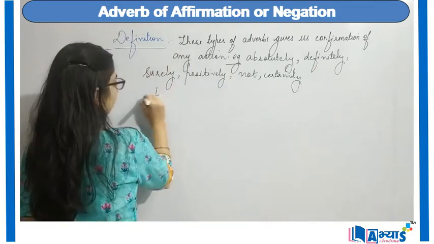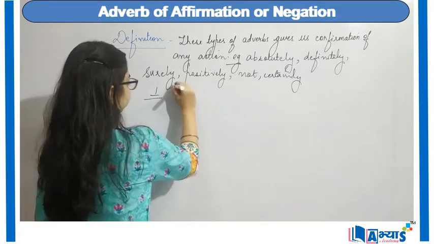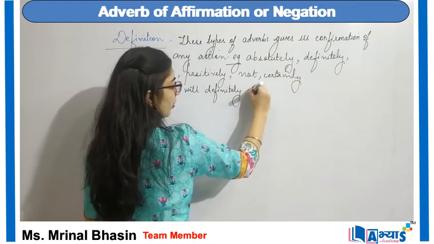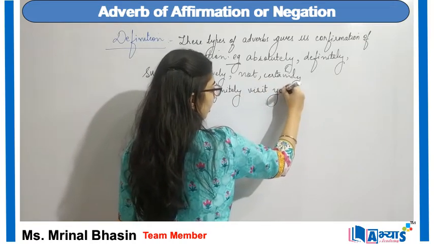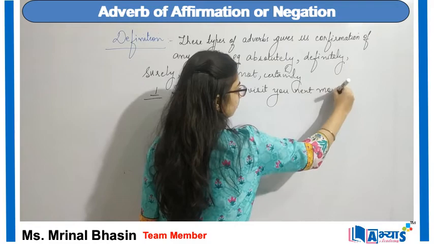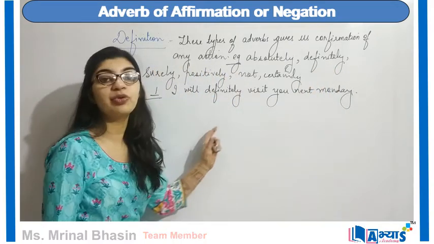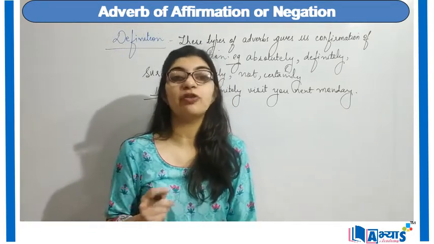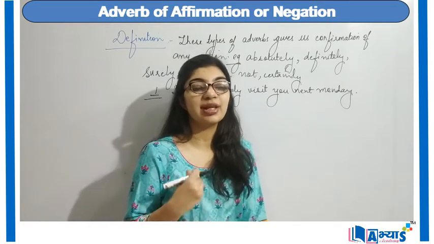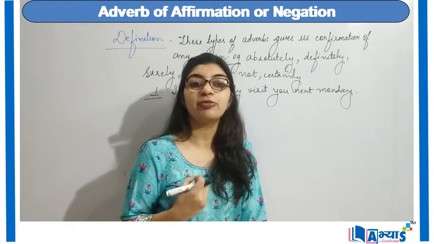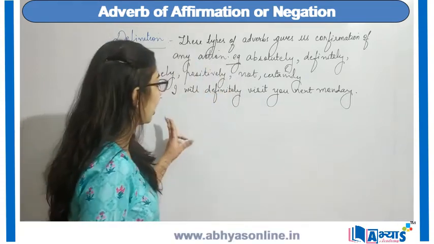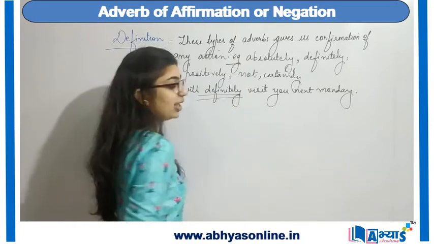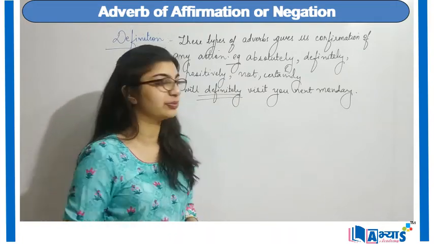So let us understand through some examples. First is, I will definitely visit you next Monday. Now again I am promising something, I am confirming that I will meet you next Monday. Now this is a kind of promise that you make because a promise is always meant to be fulfilled. And if you are confirmed for something, only then you promise. So here I am confirmed that I will definitely be able to meet you on Monday. So here I am using the word definitely. Why? Because I am sure, I am confirmed.